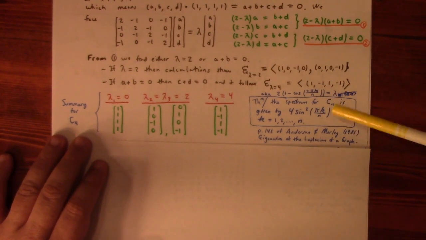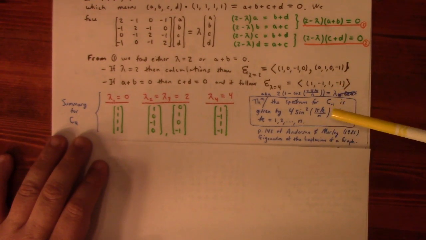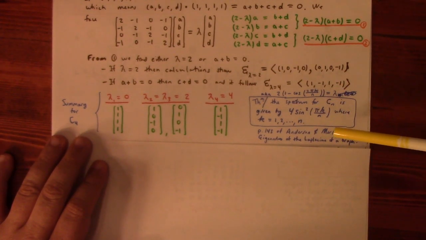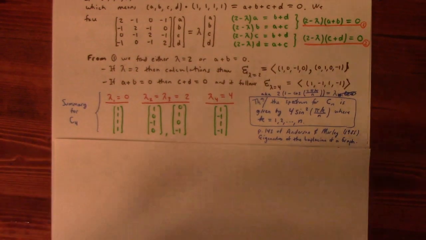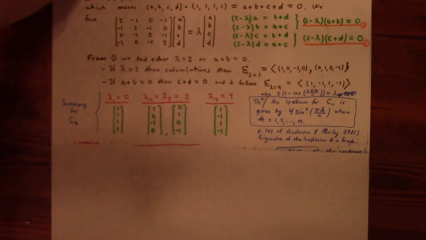You can read more about the spectrum of the ring or cycle graph and other things in Anderson and Morley, but this is from Anderson and Morley, page 145. Actually, I still haven't admitted where I got this calculation from, but I will shortly.